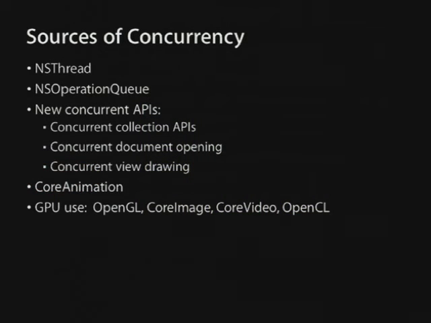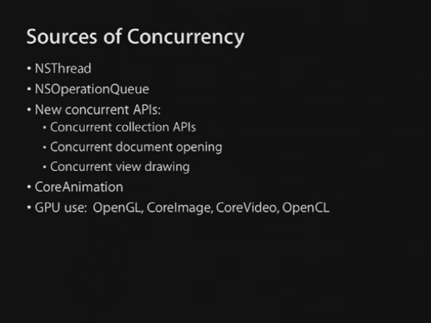And the final thing I want to mention is that in a Cocoa app, there are many potential sources of concurrency, implicit and explicit. You can use NSThread if you need to, but we really want you to think more in terms of work queues, like NSOperationQueue, especially for concurrency in your model.